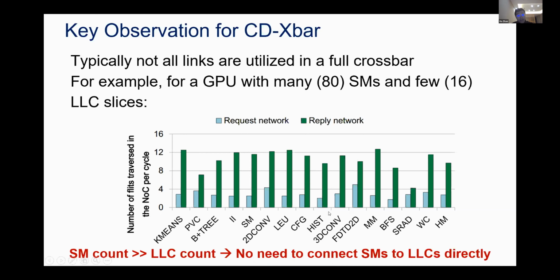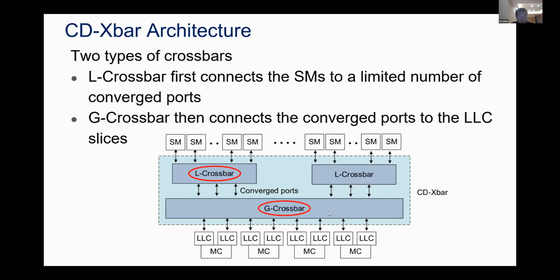This is because the SM count is more than the LLC slice count. So actually there is no need to connect SMs to the LLCs directly. And this motivates our design, the CDXbar architecture. CDXbar is the converged-diverged crossbar architecture. In CDXbar, we have two types of crossbars, the L crossbar and the G crossbar. We use the L crossbar to connect the SMs to a limited number of converged ports, and we use the G crossbar to connect the converged ports to the LLC slices.